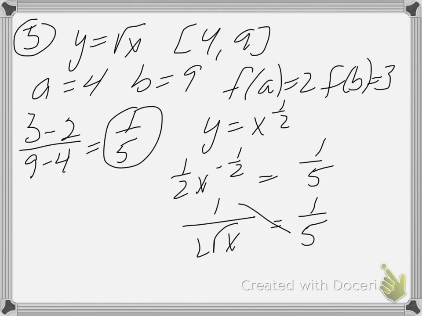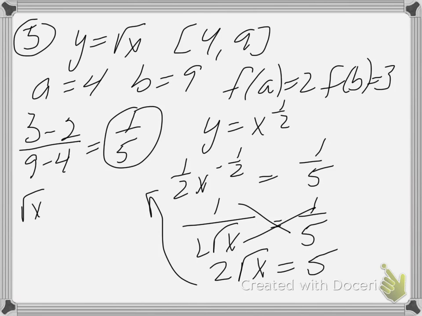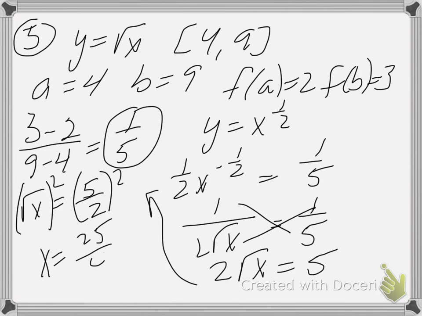And then you're going to cross multiply, and you're going to get that. Divide both sides by 2, and you're going to get 5 over 2. And then to get rid of the radical, you're going to square both sides. And you get x equals 25 over 4. That's equal to about 6 point something, and that's in the interval. So that's why that's the answer.